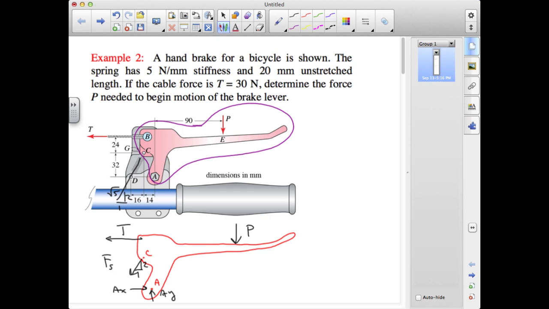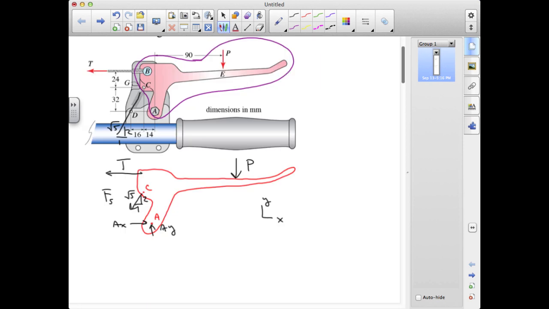We'll just note here that the rise over run is 2 to 1, and that this forms a 1, 2, root 5 triangle here. Okay, so if we wanted to find the reactions AX and AY, we could certainly use our force equilibrium equations, but in this case we're asked for the threshold force P that causes the brake handle to move, and we can get that by just using one of our equilibrium equations, and that is taking moments about A. So that's what I'm going to do.